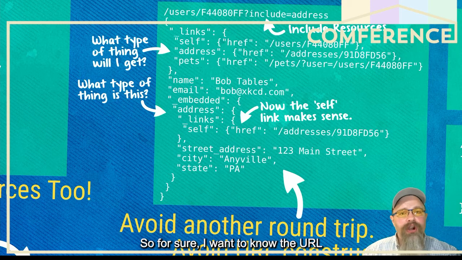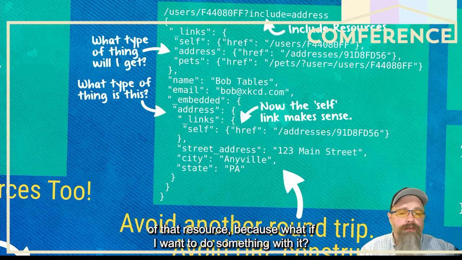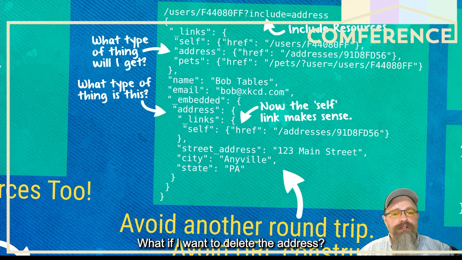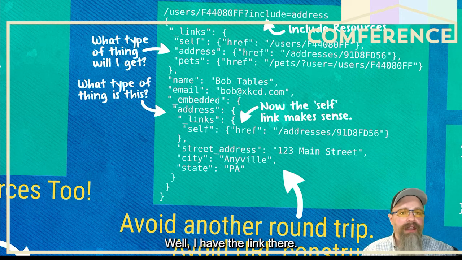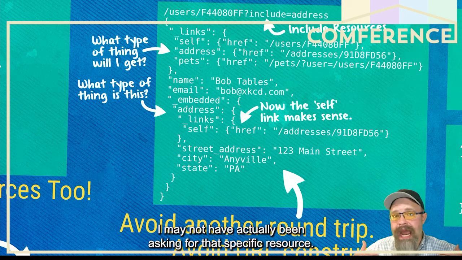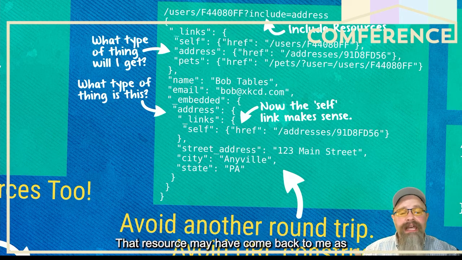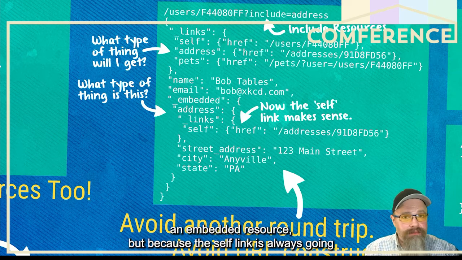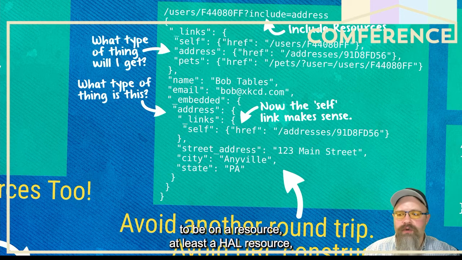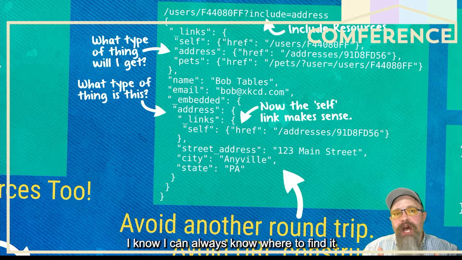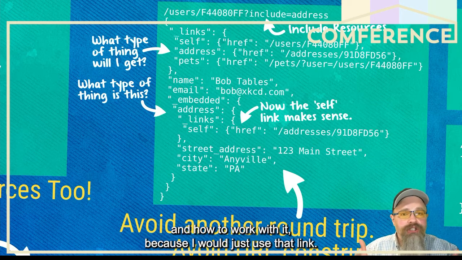So for sure, I want to know the URL of that resource, because what if I want to do something with it? What if I want to delete the address? Well, I have the link there. I may not have actually been asking for that specific resource. That resource may have come back to me as an embedded resource, but because the self link is always going to be on a resource, at least a HAL resource, I know I can always find it and how to work with it, because I would just use that link.